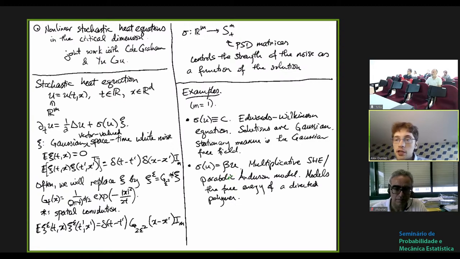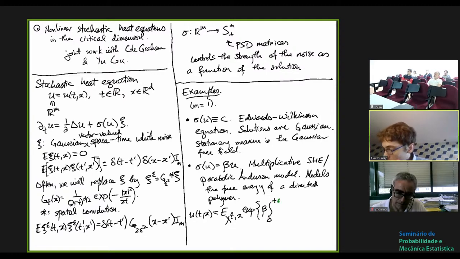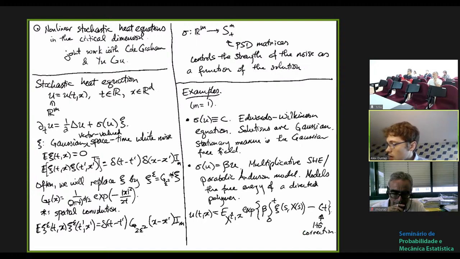So with this choice of nonlinearity, we can actually write a Feynman-Kac formula for the solution to this equation. U of t and x will be the expectation with respect to an auxiliary Brownian motion started at time t and position x of the exponential of beta times the integral from 0 to t of xi(s, X_s) ds minus c times t for some constant c. So this is the Ito correction. And then if we have an initial condition, then this will be multiplied by u of 0 and X of 0.